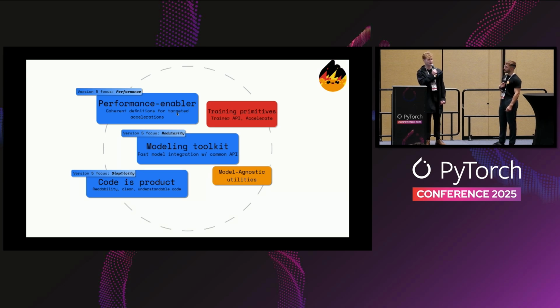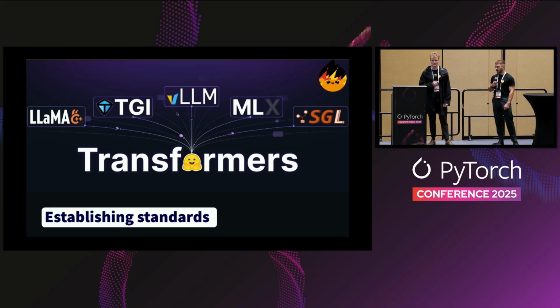So this gave birth to basically a new pillar of transformers that is very important for us because it's very important for the community. And this is basically just being a performance enabler and defining good standards about how to use kernels and where to place them. And so all of this creates a new basis for V5 on which we aim to build in order to establish new standards or to reinforce the existing standards for the rest of the ecosystem to be able to depend on our model definitions.